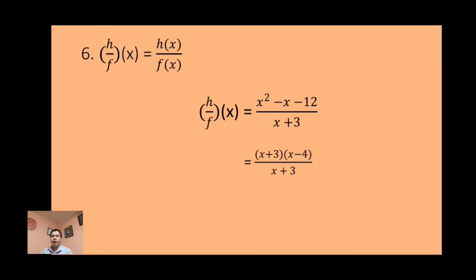Step 3, simplify. We can divide x plus 3 by x plus 3. So the answer is 1. 1 times x minus 4, the final answer for quantity of h divided by f of x is equal to x minus 4.